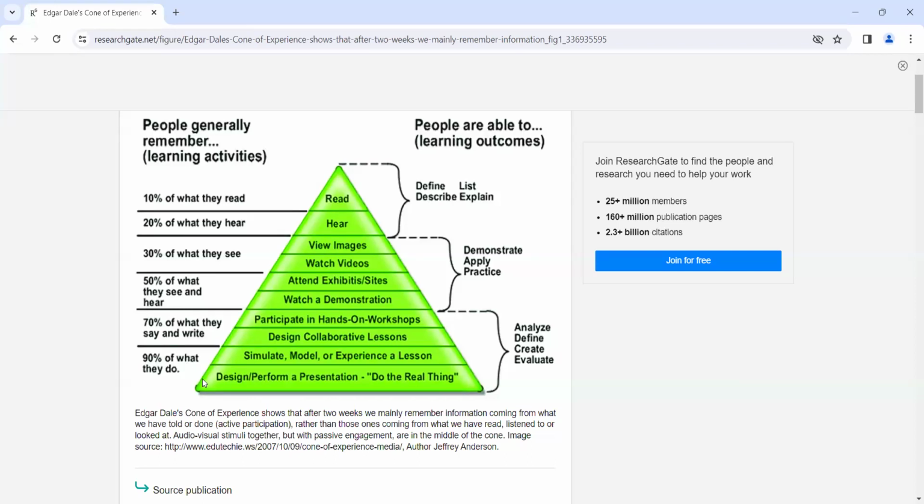So how can you get the students to do something? Simulate, model, experience a lesson, design, perform a presentation, do the real thing. Some teachers get the students to read the lesson and come and teach it to the fellow students. That is getting them to do. Sometimes they come and act out a drama. Remembering is very high in the latter part. Get them to say, write and do.